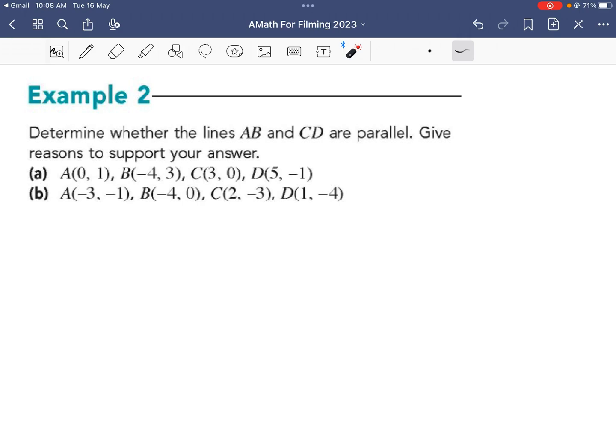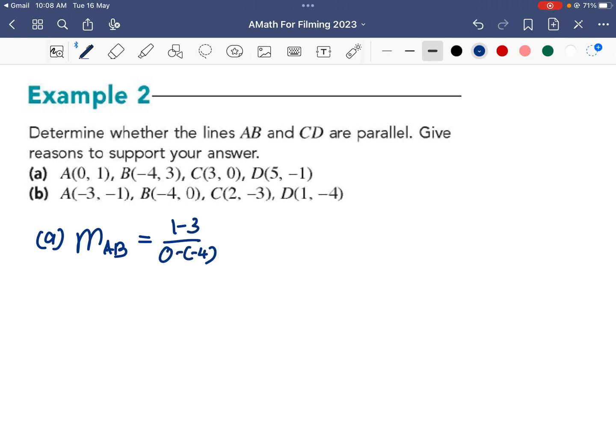Now, example 2. Determine if the lines are parallel or not. So very quickly now, I'm going to calculate the gradient of AB. So notice the notation I use here. M is a notation for gradient, subscript AB. So in this case, what I'm trying to find here is the gradient of the line AB itself. So gradient of AB, I take 1 minus 3 over 0 minus negative 4. The gradient that I've calculated here will be negative half.